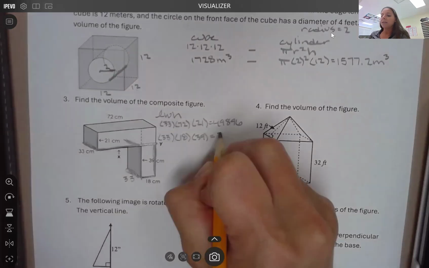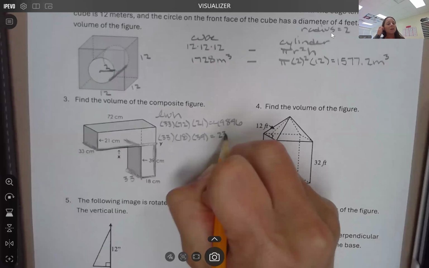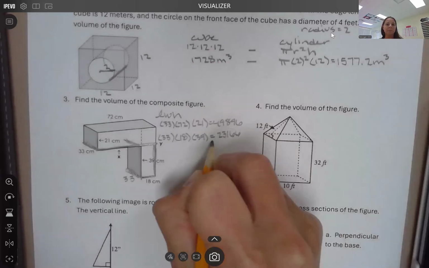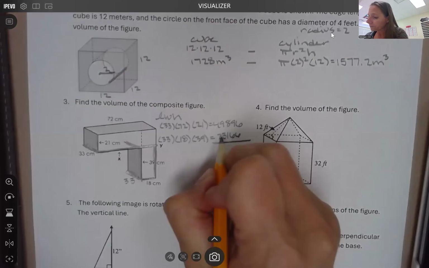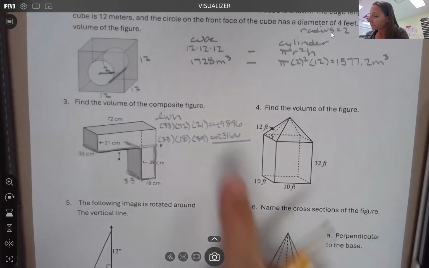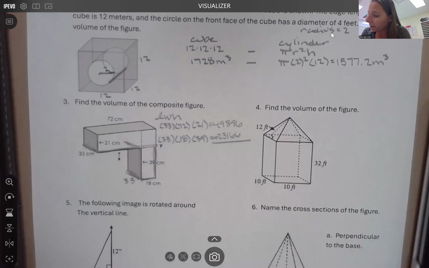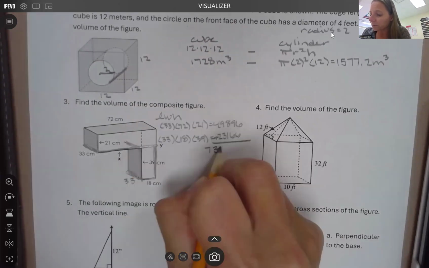23,166. Now, this time I'm not taking anything away. All right, so here I'm piecing them together, so I'm going to add the 2 together. So when I add these 2 together, I get 73,062, and then this would be centimeters cubed.